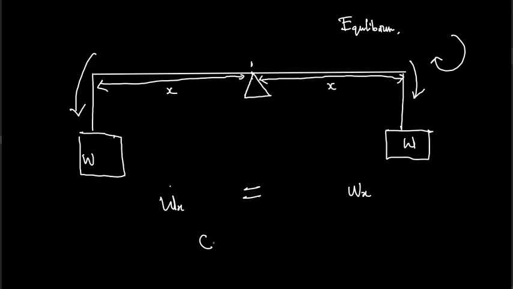So that's the first principle of moments. Clockwise moment has to equal what? Anti-clockwise moment for equilibrium to be attained. Now, let's say for example, we increase the weight. Let's say we put a bigger mass here.